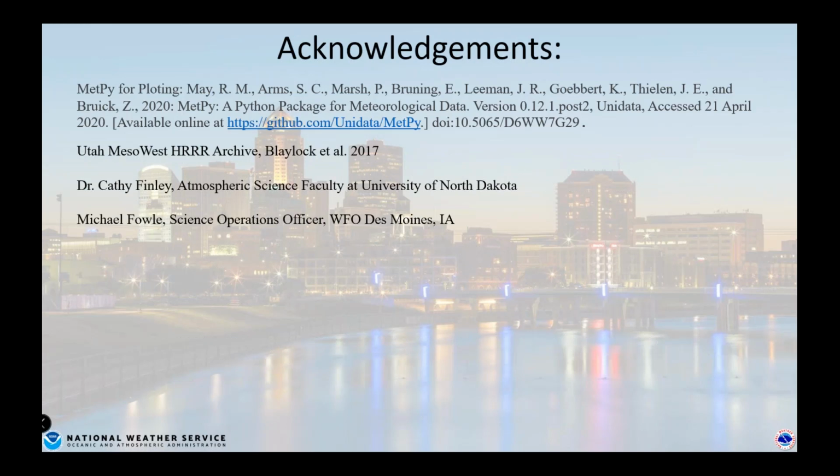So these here are my acknowledgements. MetPy is where I create a lot of the plots. I got the HRRR data from the MesoWest archive from the University of Utah. Dr. Kathy Finley will be the one that we will be working with at the University of North Dakota once we're eventually able to start running these simulations.